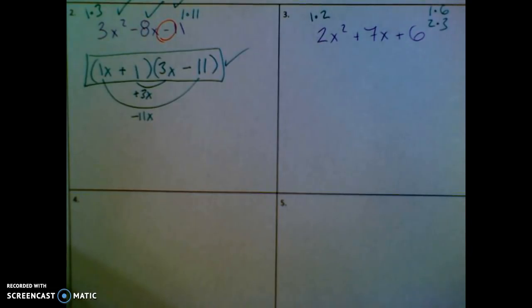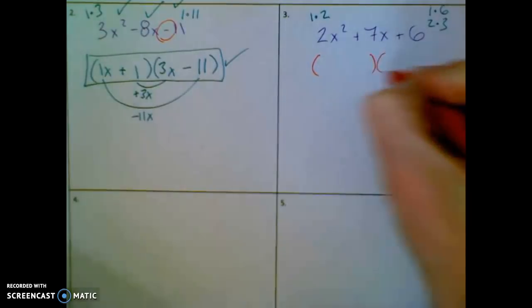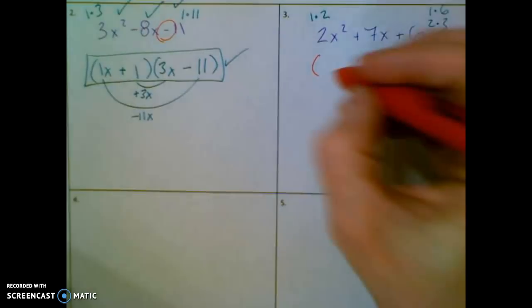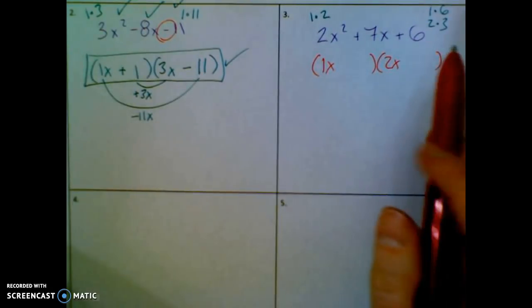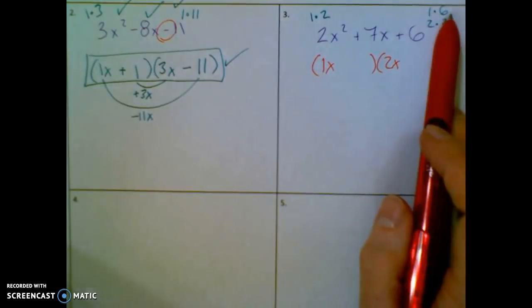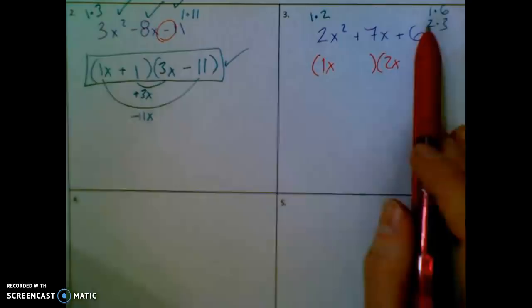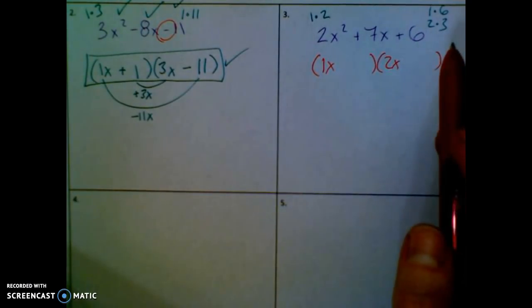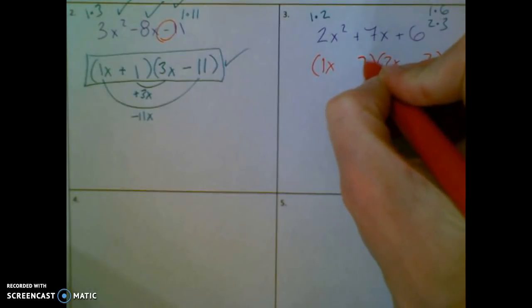Okay, so I'm going to change colors here. I'm going to start out with my binomials. The only way to get 2x squared is a 1x and a 2x. So I'm just going to put a 1x and a 2x. That's the only way. Here you can do whatever you want to. Start with 1 and 6 or 2 and 3, in any order, does not matter. I like to start with the smaller numbers first, but does not matter. So I'm going to start with 2 and 3 here.